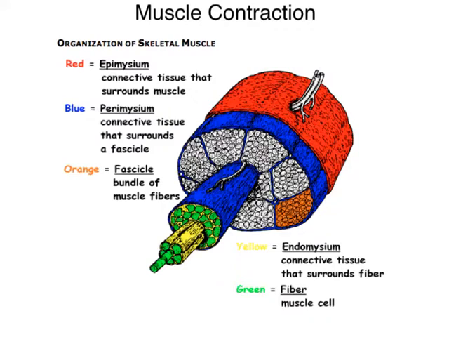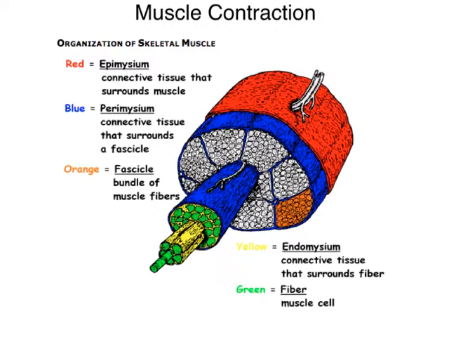Okay, the first part we're going to look at here is this outer connective tissue. That's the red part marked here. The epimysium is the connective tissue that surrounds the muscle. The whole thing here would be the muscle, okay? Now, the blue is called perimysium. It's another type of connective tissue, but it surrounds a group of muscle cells called a fascicle.